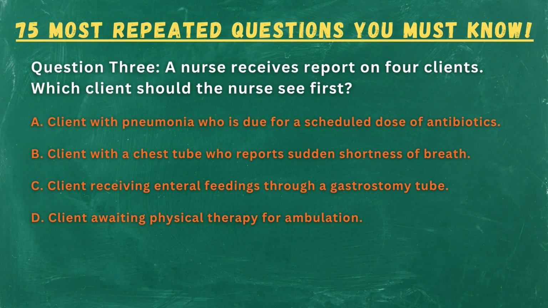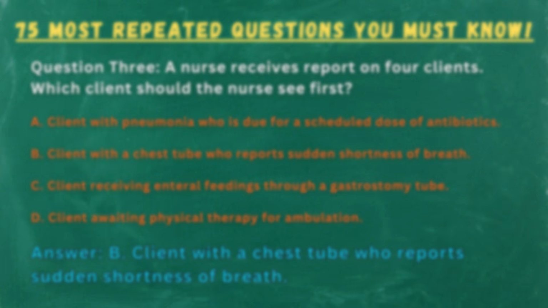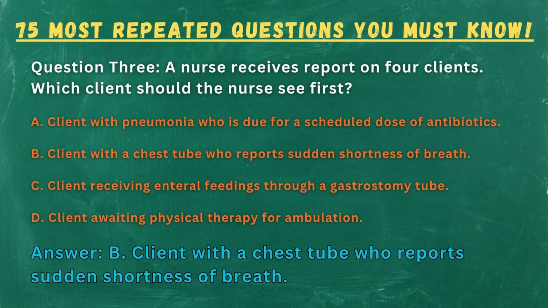Question 3. A nurse receives report on 4 clients. Which client should the nurse see first? A. Client with pneumonia who is due for a scheduled dose of antibiotics. B. Client with a chest tube who reports sudden shortness of breath. C. Client receiving enteral feedings through a gastrostomy tube. D. Client awaiting physical therapy for ambulation. Answer. B. Client with a chest tube who reports sudden shortness of breath.